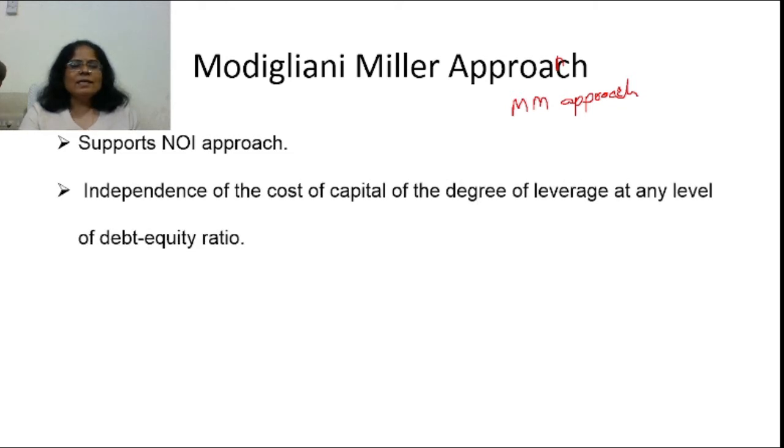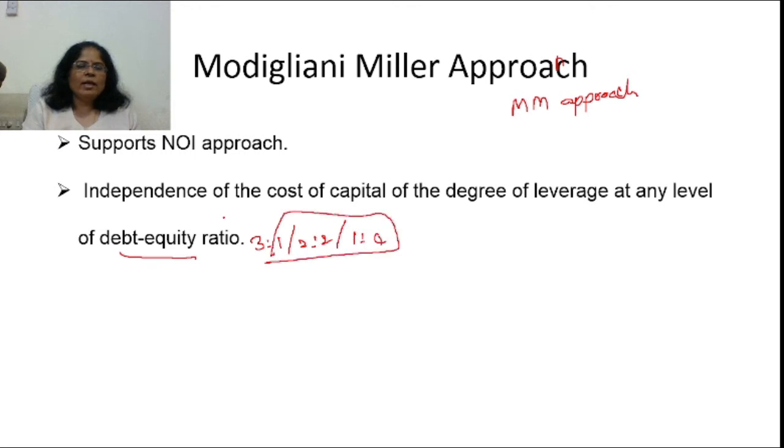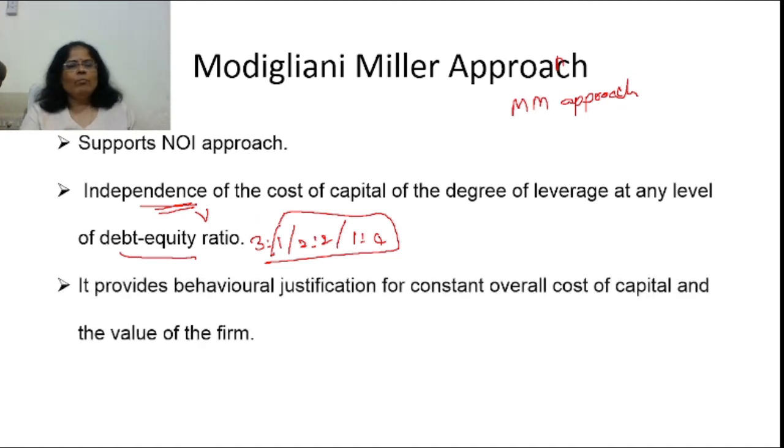Next, the cost of capital is independent of the degree of leverage at any level, whatever the debt equity ratio can be. Debt equity ratio can be 3:1 or 2:2 or 1:4, whatever it can be. The value of the firm is independent of its own. Clear? Now, the third point under Modigliani Miller is that it provides behavioral justification. Generally the cost of capital or the value of the firm is going to change based on debt and equity, no? But it says that it is a behavioral justification. It is not giving any proof for it. Of course, the proof is discussed under dividend decisions, but it is a different concept over there.